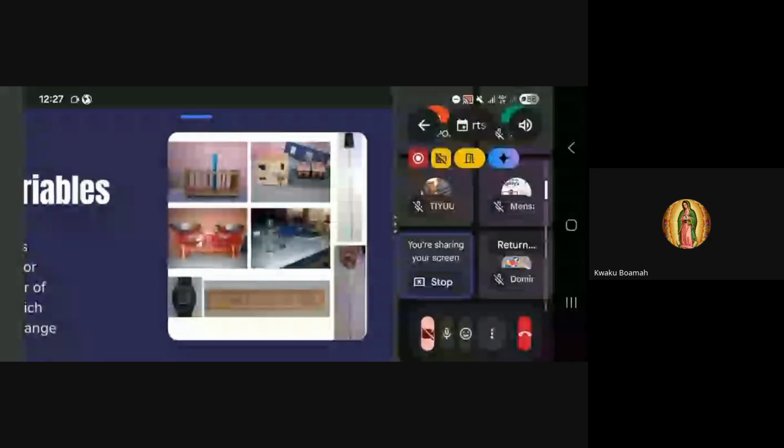How do these images come in? For us to know actually the difference between the discrete and the continuous, let's look at the images and tell me where they fall. I think that those that you can count, the countable ones.